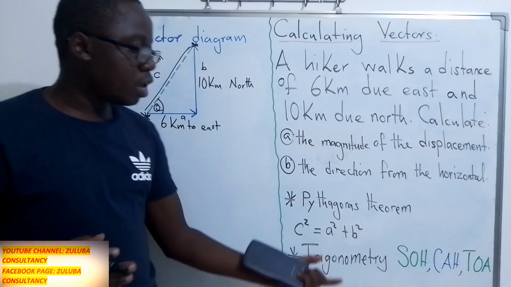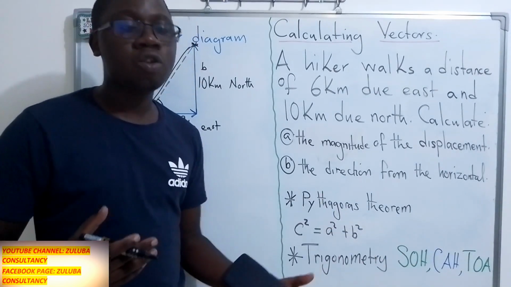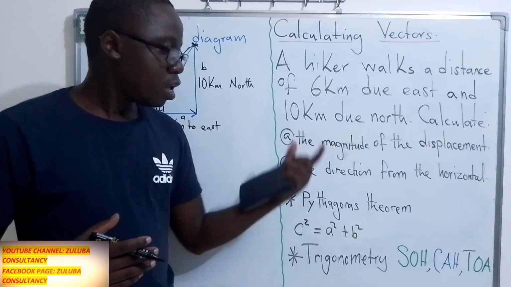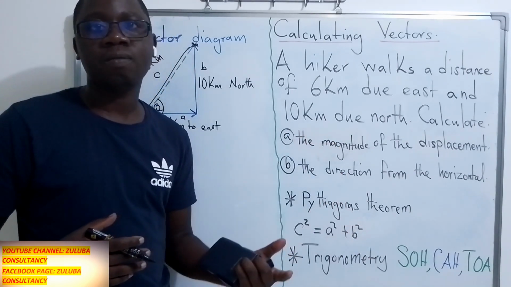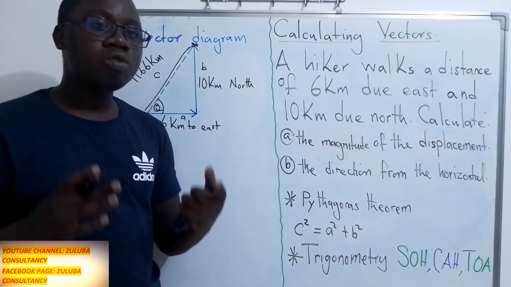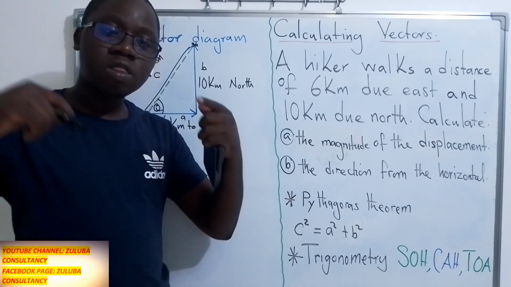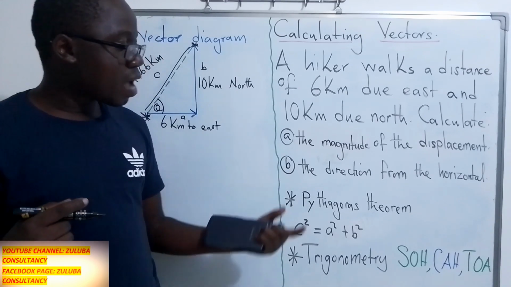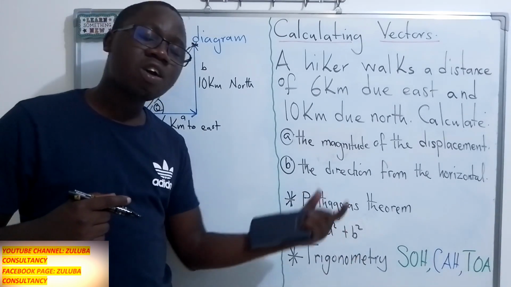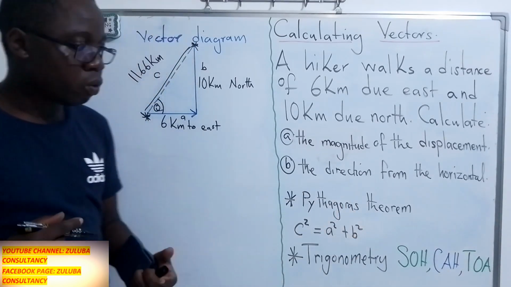We have three options that we can use: the sine, the cosine, and the tan. In this video, I'll use the tan rule. Then you can confirm in the comment section by using the sine or the cosine rule.